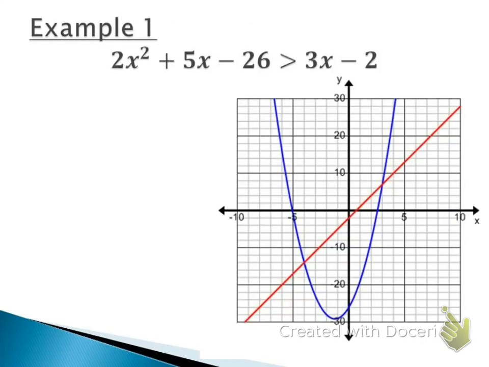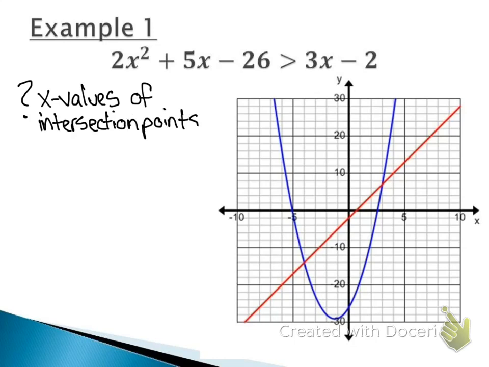So here's our first example, and we'll go through that thought process that was discussed on the previous slide. We'll start by asking ourselves, what are the x values of the intersection points? Looking at the graph, there's the two places where they intersect, so it looks like x equals -4 and x equals 3 are the x values of our two intersection points. And I'm going to go ahead and write those up here just for convenience.